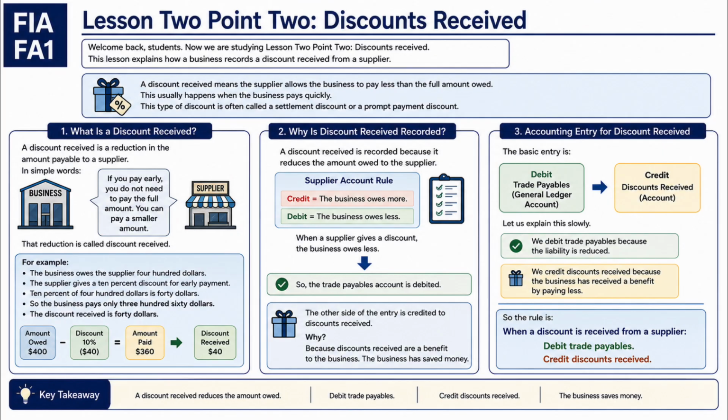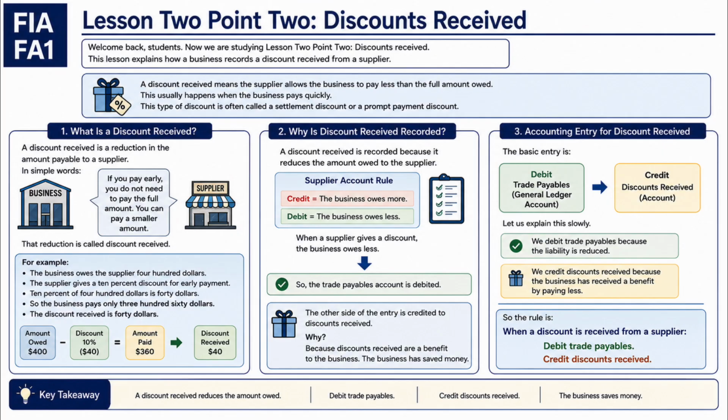2. Why is discount received recorded? A discount received is recorded because it reduces the amount owed to the supplier. Remember our supplier account rule. Credit means the business owes more. Debit means the business owes less. When a supplier gives a discount, the business owes less. So, the trade payables account is debited. The other side of the entry is credited to discounts received. Why? Because discounts received are a benefit to the business. The business has saved money.